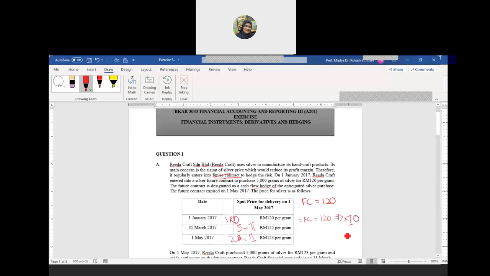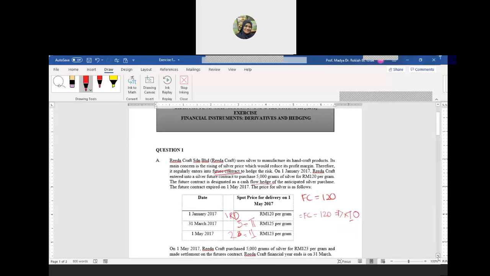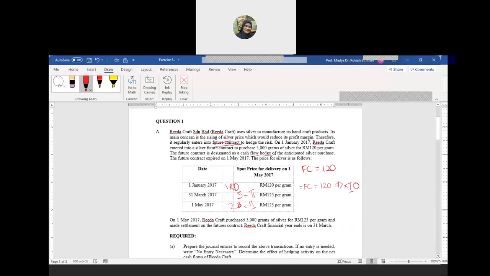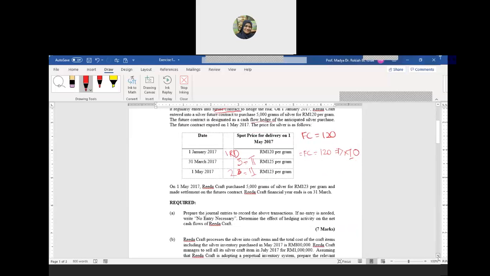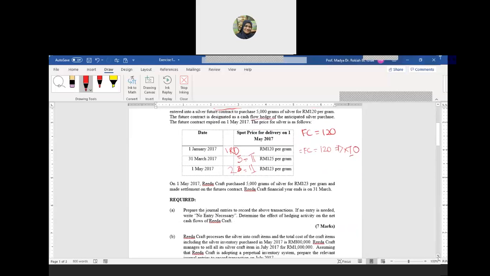On 1st of May 2017, Reader Craft purchased 5,000 grams of silver at the price of 123 and settled the futures contract. The financial year end for the company is 31st March, so this is your reporting date. And 1st of May is your settlement date.